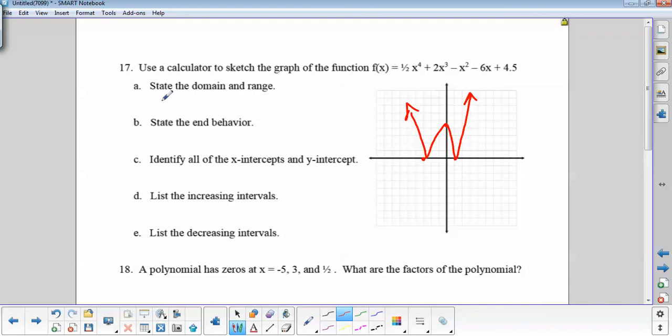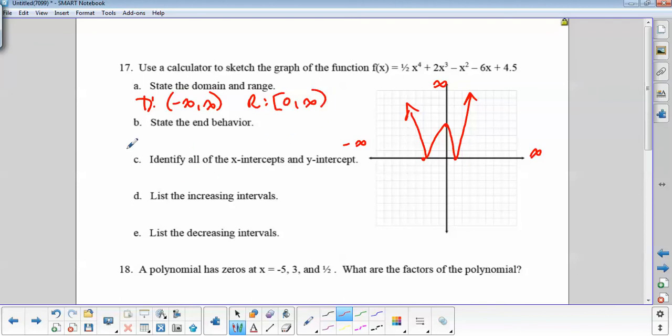Alright, state the domain and range. So the domain is going to be from the left, -infinity, and then continuing to the right, +infinity. Okay, the range starts at your smallest y value, which seems to be 0, and then it goes up to +infinity.